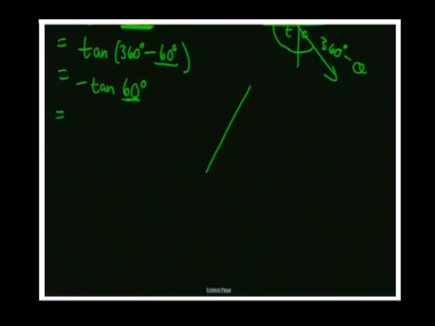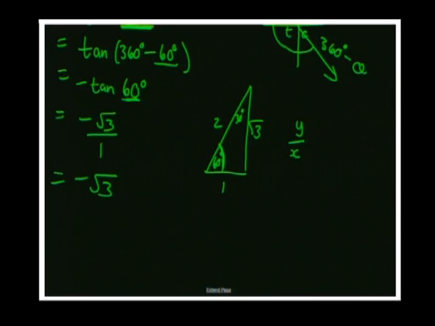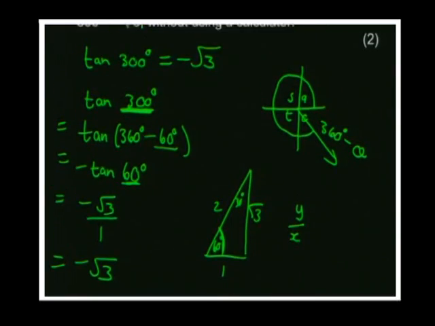So immediately you draw up your magic triangle. You have 60 at the bottom, 30 at the top, 1, 2, square root 3. I know that tan is y over x, and my y in this case, if you focus on 60, is square root 3 and my x is 1. So my answer, square root 3 over 1, which gives me an answer of negative square root 3. And is that what they wanted? Yes. So we got to the answer.